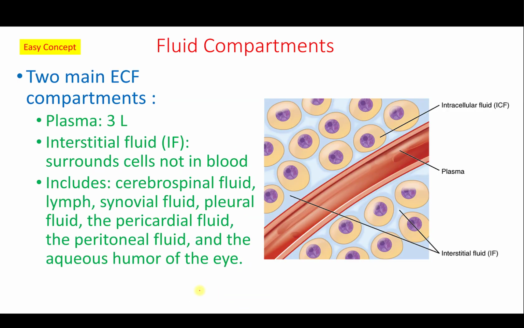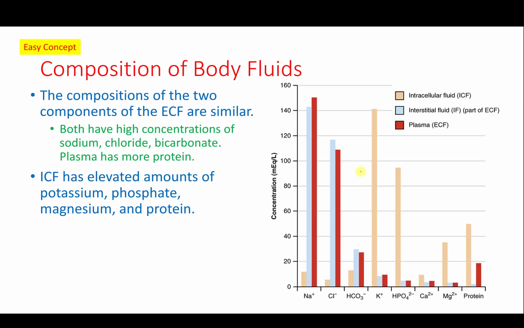So this is a drawing of where this water is. Either it's inside the cell or outside the cells. This is the interstitial fluid, and then we have the plasma. This water, whether it's inside the cell or outside the cell, of course contains electrolytes, and those electrolytes are not equal in their distribution. Outside the cells, we will have mainly sodium, chloride and bicarbonate. Inside the cells, it will be mainly potassium, calcium, magnesium, and the HPO4 ion, the monohydrogen phosphate ion. All of those are inside the cells.